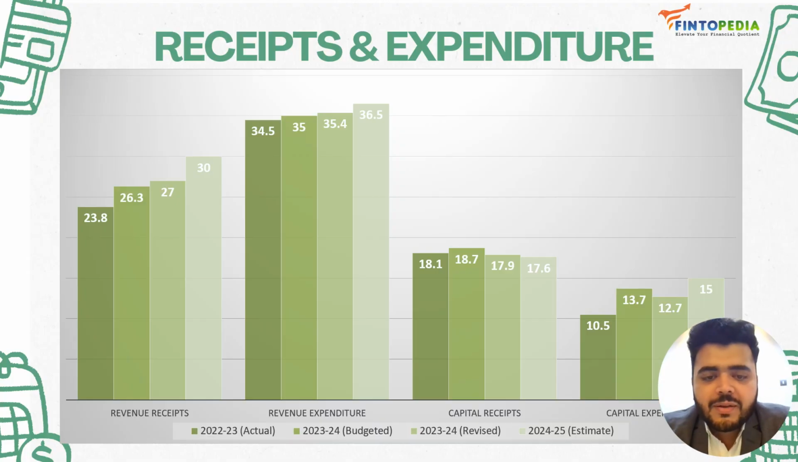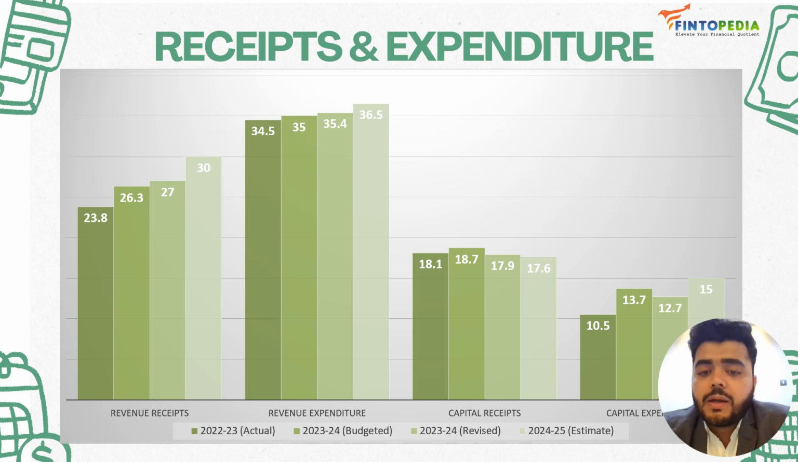This is a small comparison of revenue receipts, capital receipts, and capital incomes and capital expenses. So every year we intend to see what are revenue receipts, what are revenue expenditures, what are capital receipts, and what is capital expenditure. Revenue receipts is something that the government receives every year. Revenue expenditure is something the government intends to spend every year.